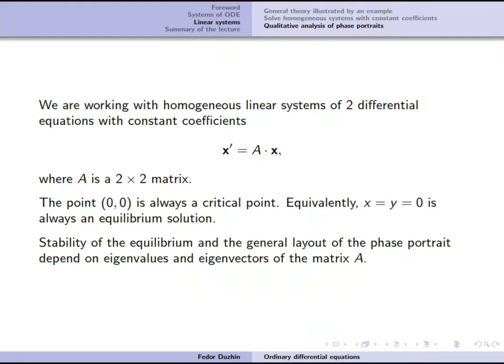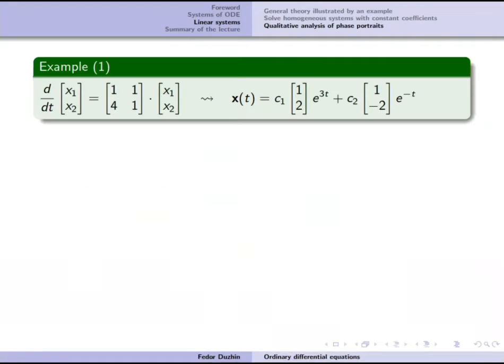And recall that we know how to solve systems of differential equations. Of course, if we solve the system, if we write down the formula for the solution, then we would be able to figure out how the face portrait looks like and what the stability is and so on and so forth. But my point is that you can do it much easier without actually computing the solution.